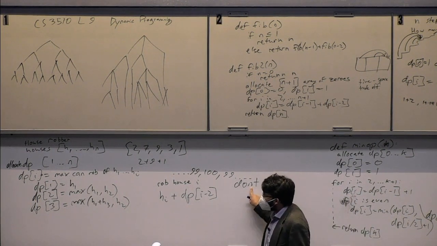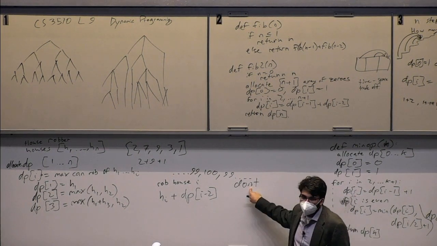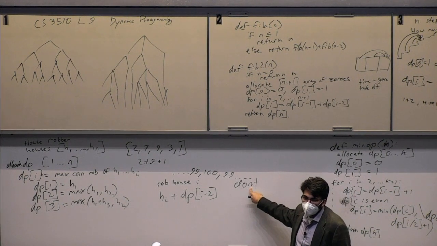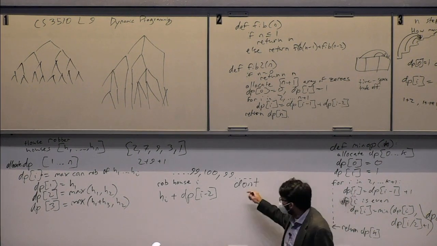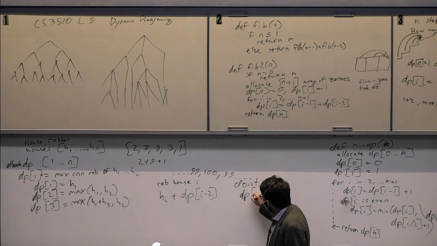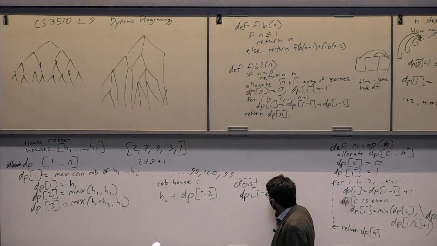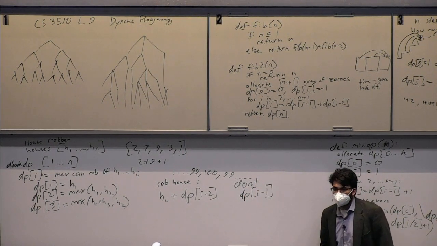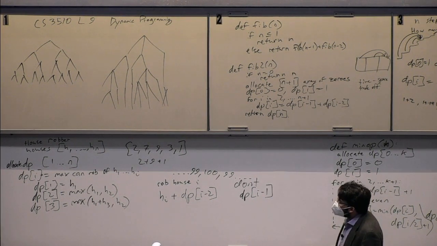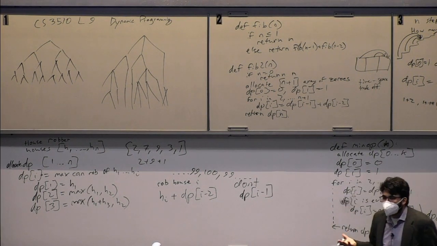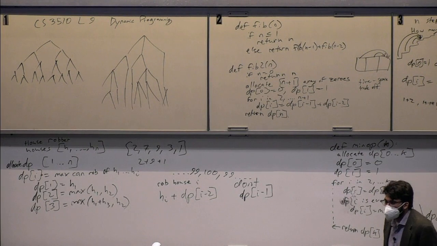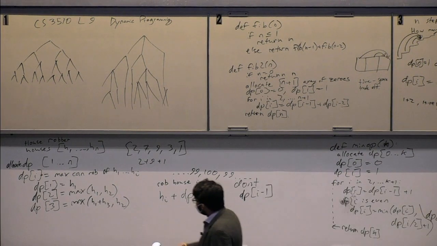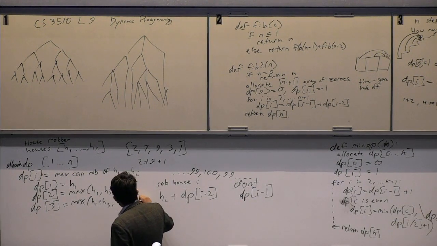Now, if you don't rob house i, what's the max you can steal? DP of i minus 1. It's the max you can rob from the previous i minus 1 houses. Now you have these two possibilities. The question is worded as the maximum you can do, and at every choice you're faced with a decision, so you're simply going to take the max of these.